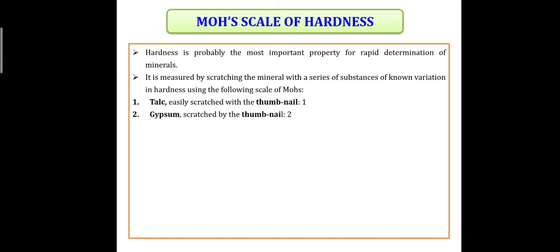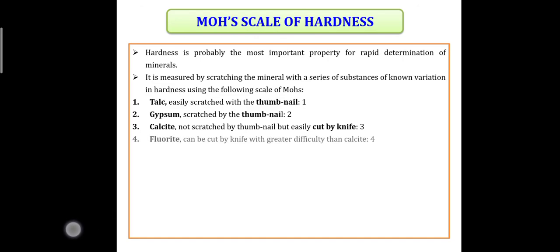Gypsum is next, harder than talc, but still a powder, and it is mostly present in cement. You can see it in cement. Calcite is a mineral, and calcite is mostly present in limestone and marble. The chemical composition of marble and limestone is calcium carbonate, which is nothing but the calcite mineral. Calcite is soft. Then 4 is fluorite. Next is apatite, which is a 5. It can be cut with a knife.